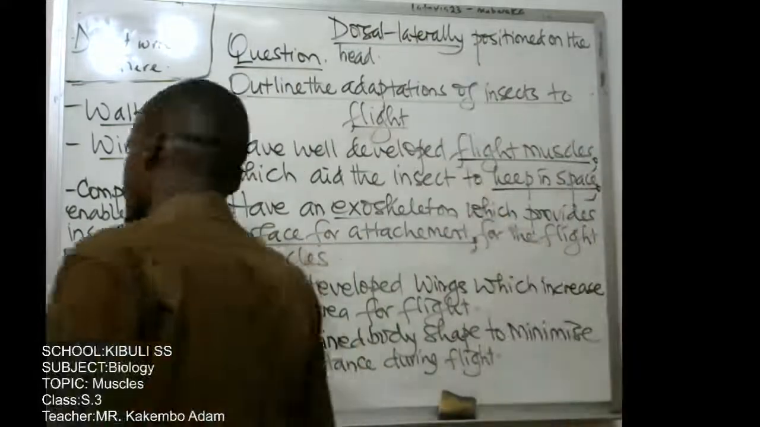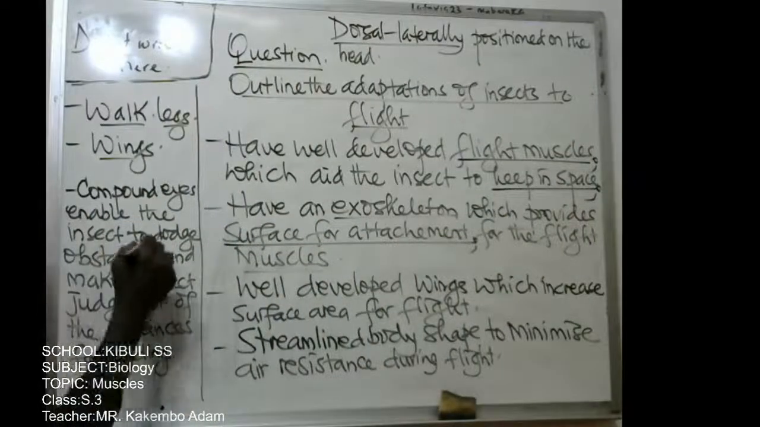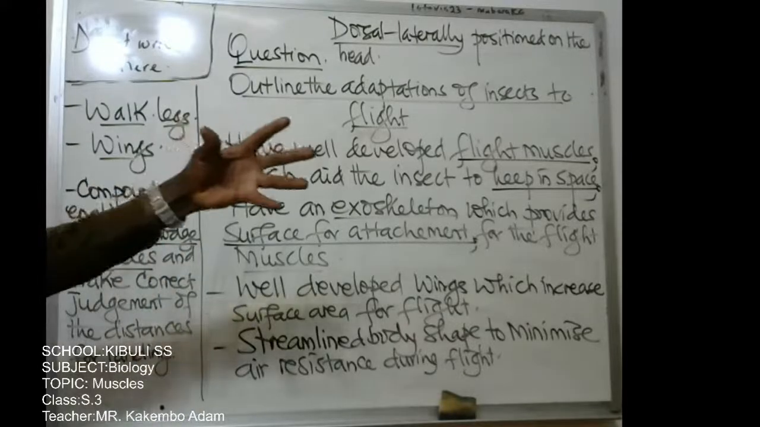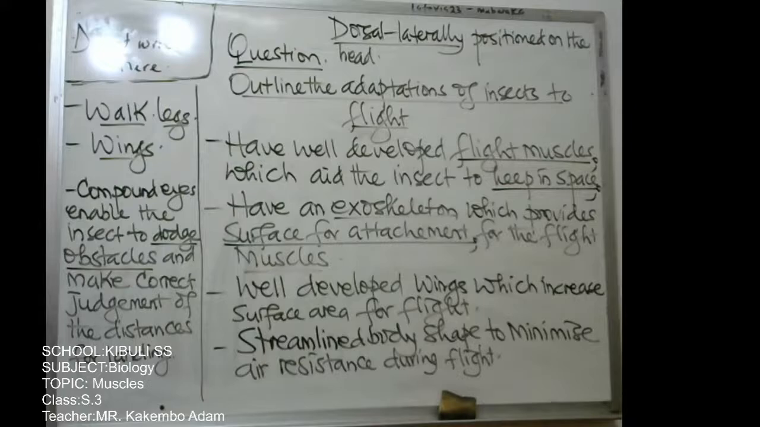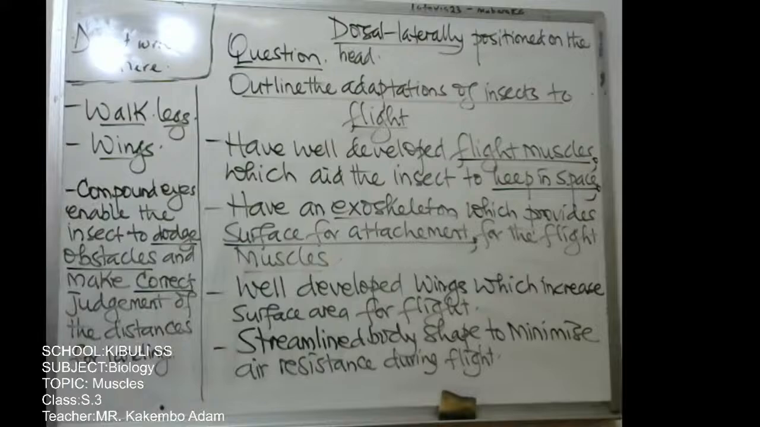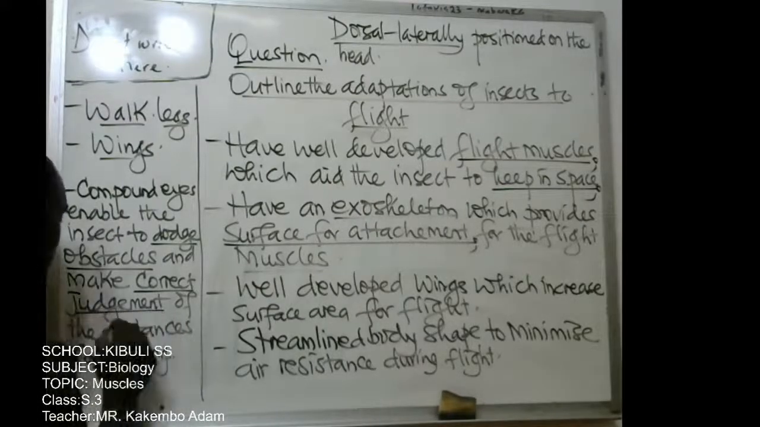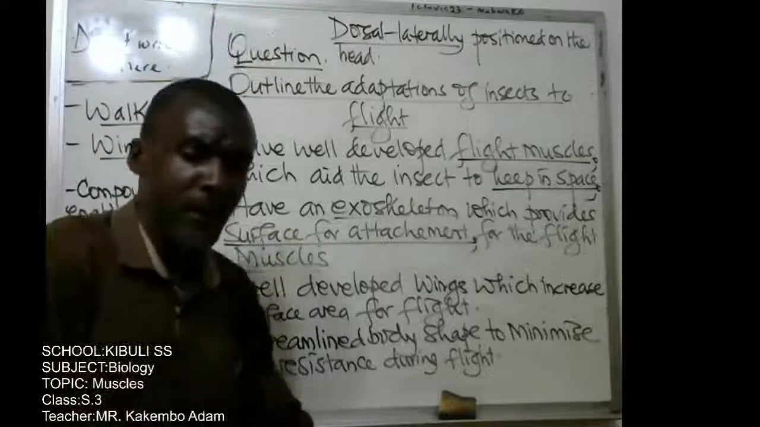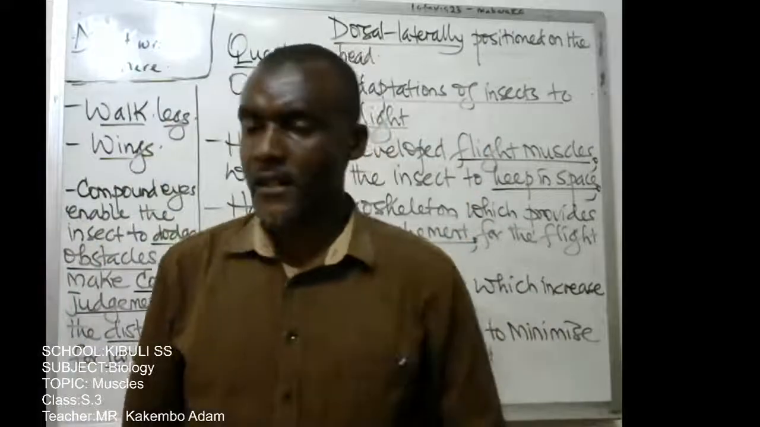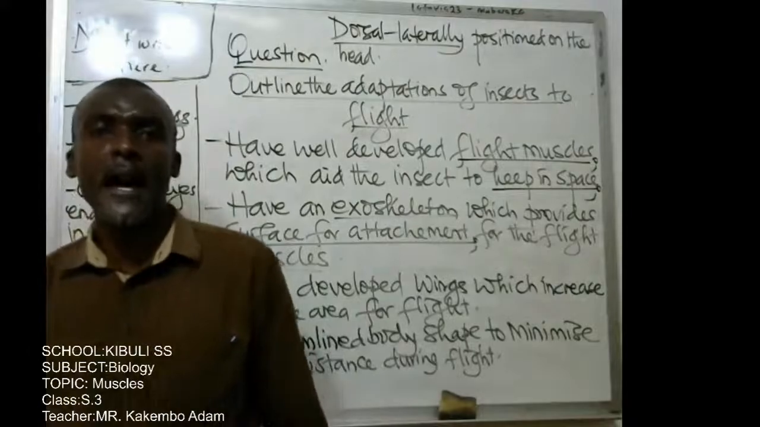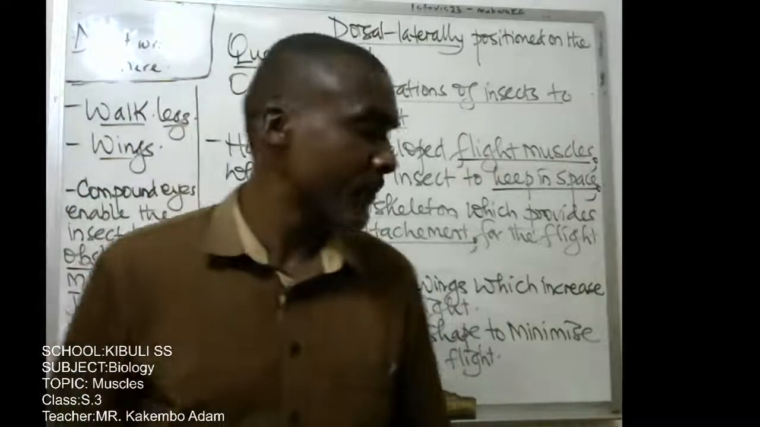So because of that, they are able to dodge or avoid obstacles. You never see them colliding with walls or with the trees. And they can use their eyes to make good judgments when landing, correct judgments of landing distances. They don't just fall like luggage, right? But they are able to land safely on the ground without any harm or damage to their body.